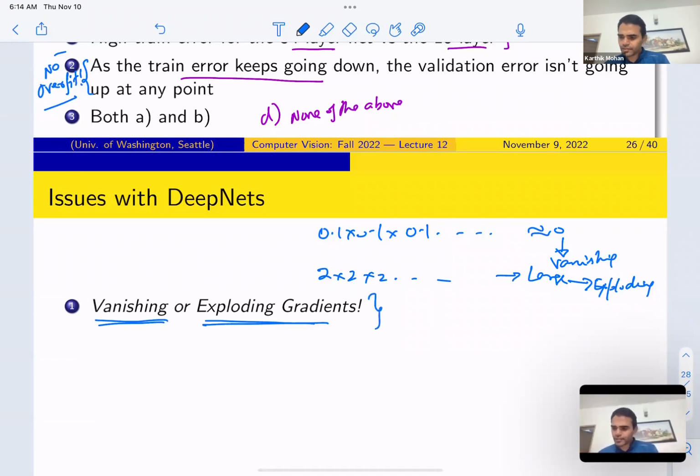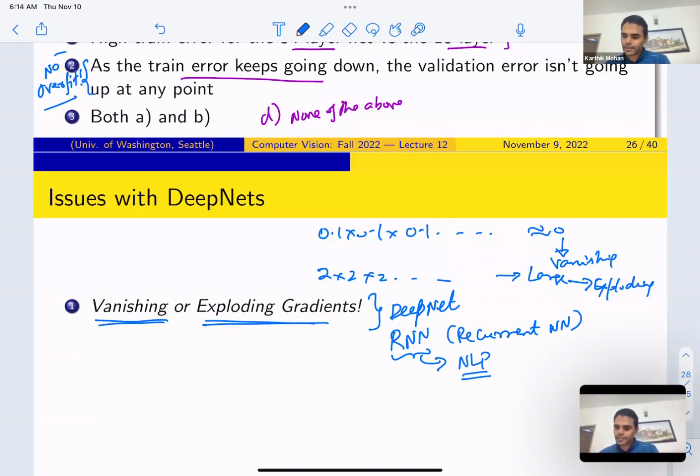This is something people have seen in deep nets, and it was especially noticed in recurrent neural networks, RNNs, which were used a lot for training natural language processing models. These days, people use LSTMs or transformers, and they fix some of these vanishing and exploding gradient issues that you saw in RNNs. We'll talk about this in the next course, since it applies more to NLP.